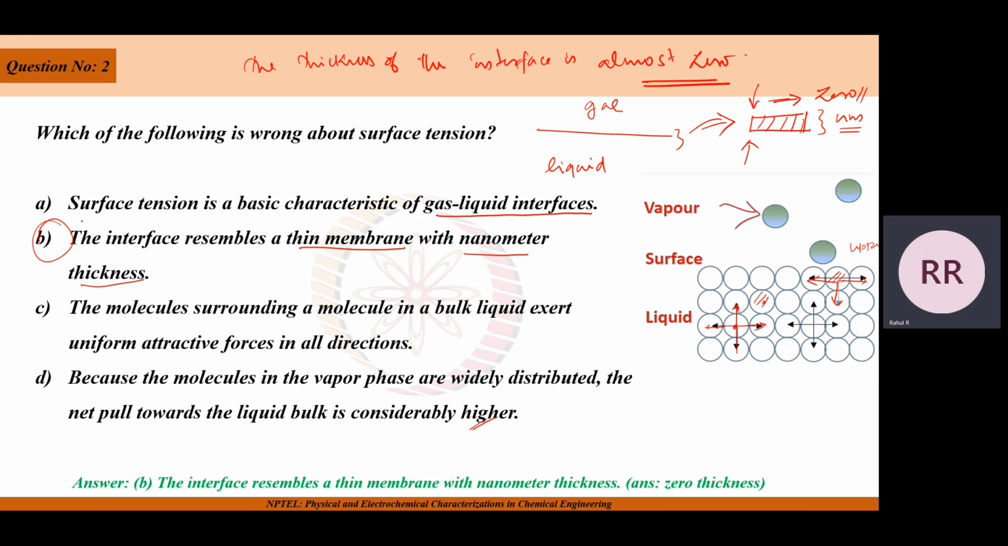So the correct answer is option B. In the sense that the wrong statement about surface tension is that the interface resembles a thin membrane with nanometer thickness. The correct statement is that the interface resembles a thin membrane with zero thickness. So I hope you guys understood the answer.